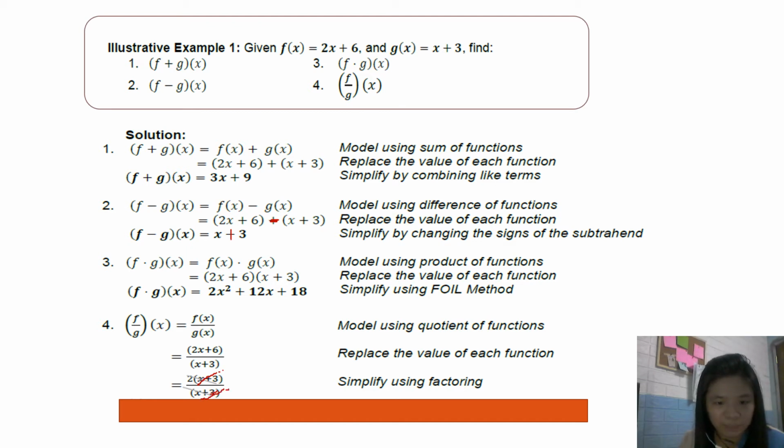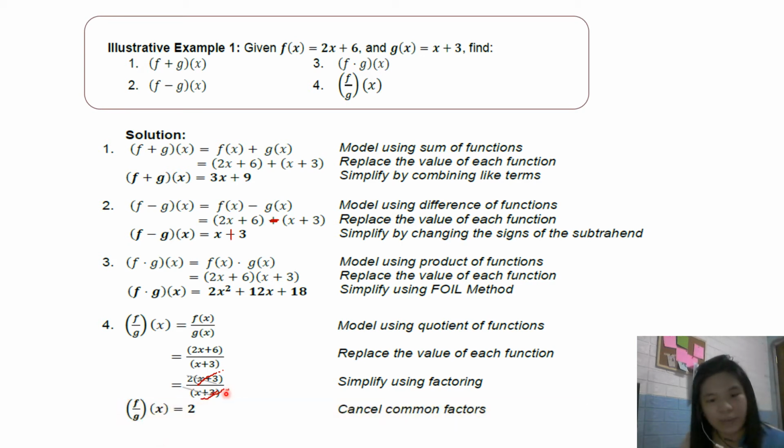Matitira is our final answer, 2. Kasi 2 over 1 yan, right? So, x plus 3 in the denominator will become 1. 2 times 1 is 2. And 2 over 1 is also equal to 2.